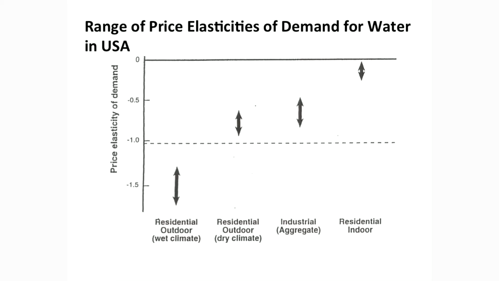This slide summarizes the range of price elasticities of the demand for water in the United States for different water users. As shown, the residential outdoor use is the most responsive to price increases. This means that as water prices go up, outdoor use decreases significantly.